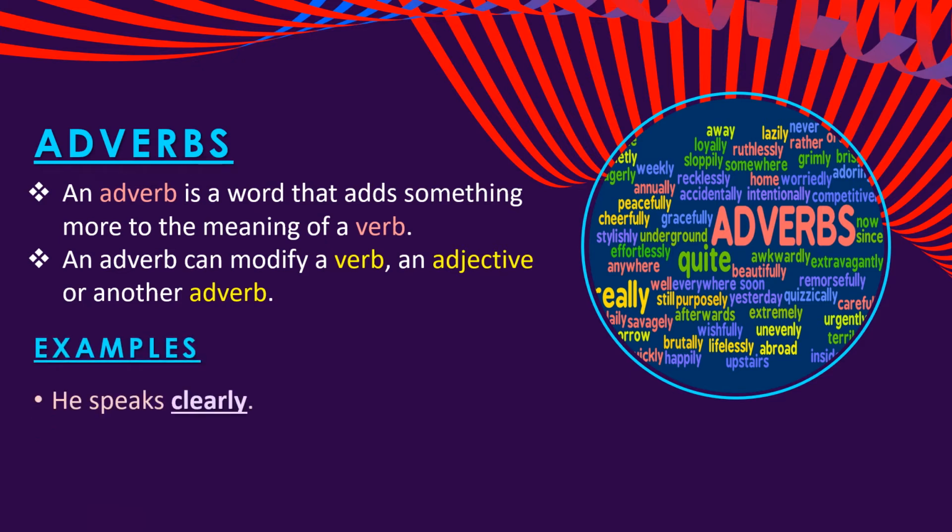Read the first sentence given here. He speaks clearly. So, this adverb clearly is telling us how that person speaks. So, it is helping us to add more meaning to the verb that is speaks. So, here clearly is modifying the verb speaks.